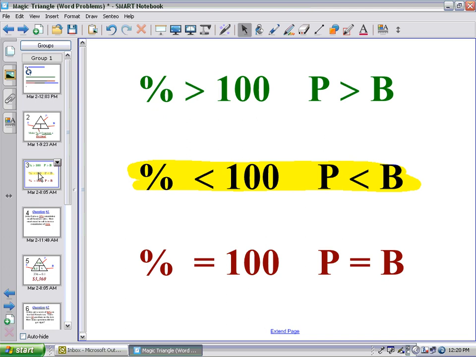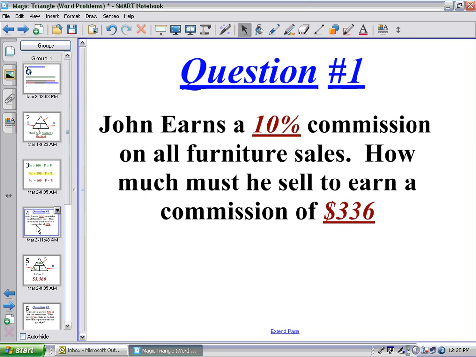So here's what we need to do. I got three examples that we're going to talk about. Question number one. John earns a 10% commission on all furniture sales. How much must he sell to earn a commission of $336? Right off the bat, take the percent, make it a decimal, stick it in the chamber of R. So that's going to be 0.1, boom, it's in there, and I'm done.